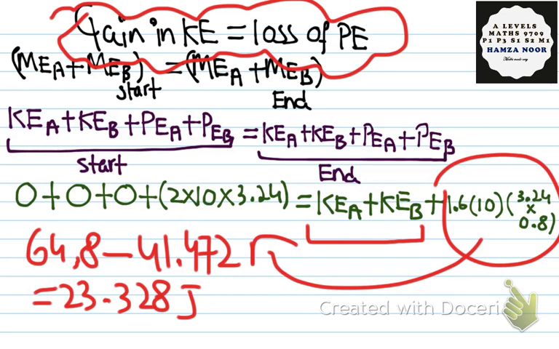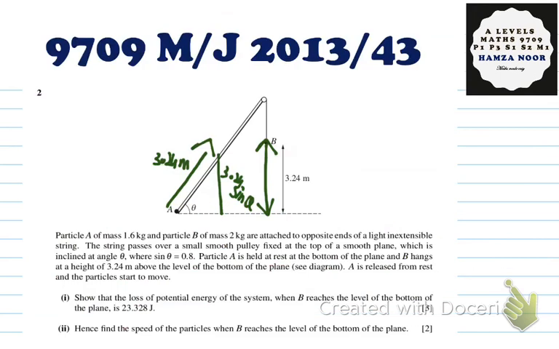Alright, so: hence find the speed of the particles when B reaches the level of the bottom of the plane. This is just for 2 marks, so you don't need to follow the steps of exactly locating the forces acting on particles A and B, as that will be pretty lengthy working. All you need to do is use the answer of part 1. So you need to find the speed of the particles.